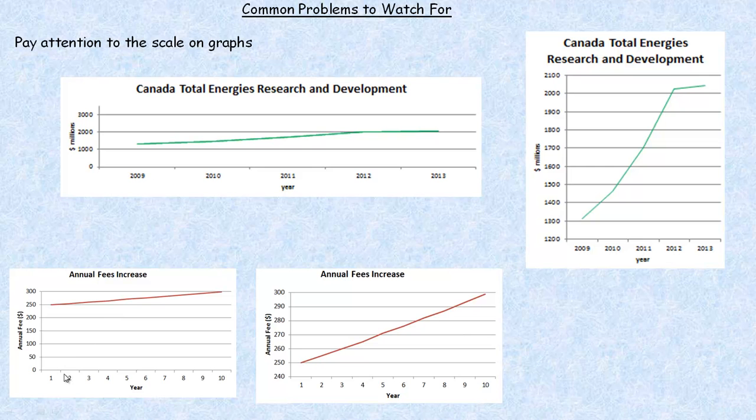Similar things have been done here. The scale actually goes from 0 to 300, but this one started at 240. So same data actually. This graph here is actually this graph about this much, just around here. So notice it goes from 250 up to almost 300. So this goes from 250 up to almost 300. But because of the way the scale has been changed, it looks like this one, the annual fees, are increasing much more quickly than this one. You can tell they're increasing here, but this makes it look more dramatic.